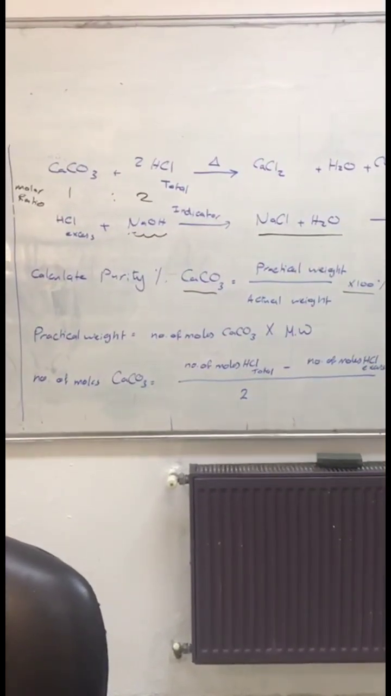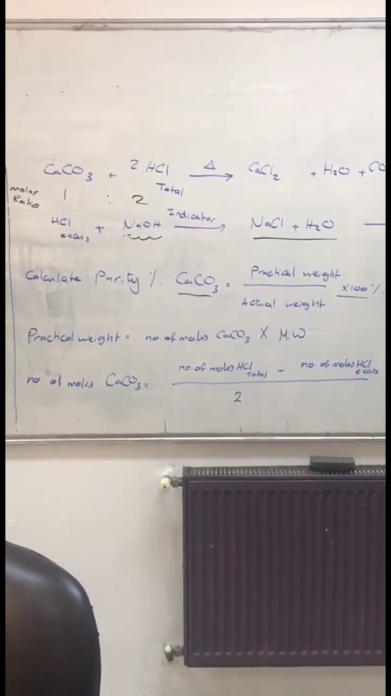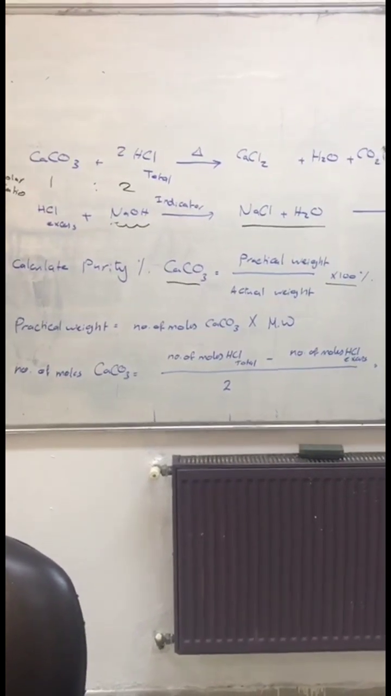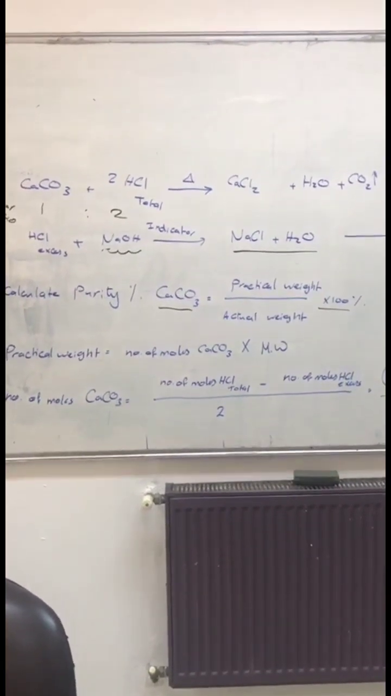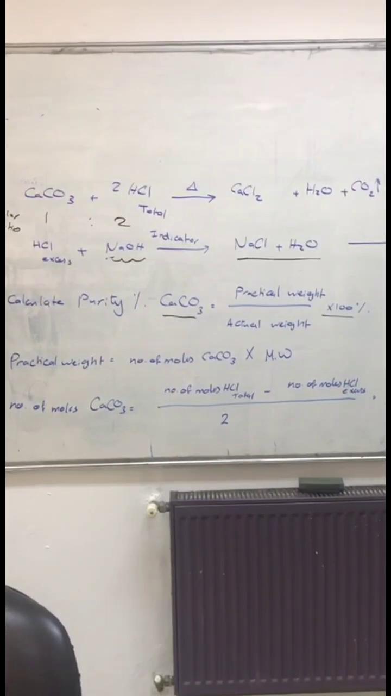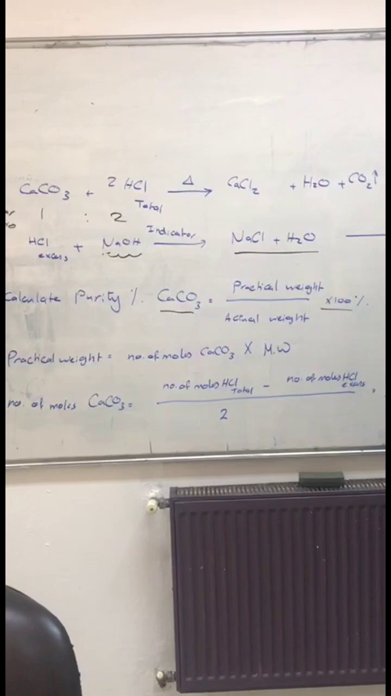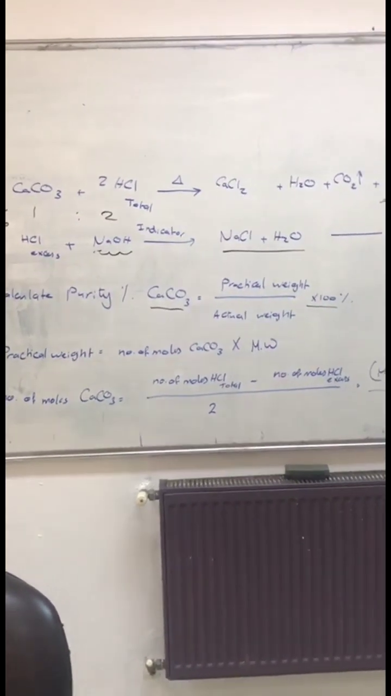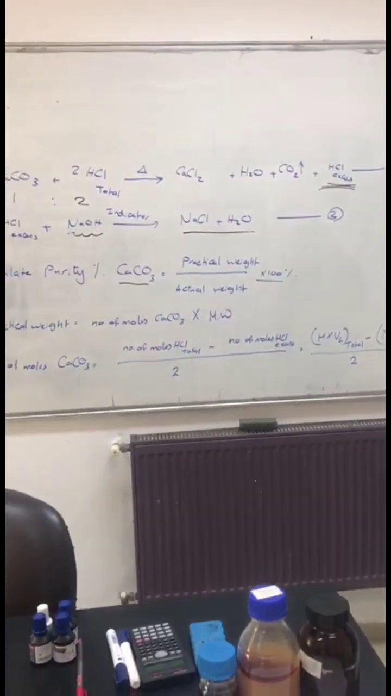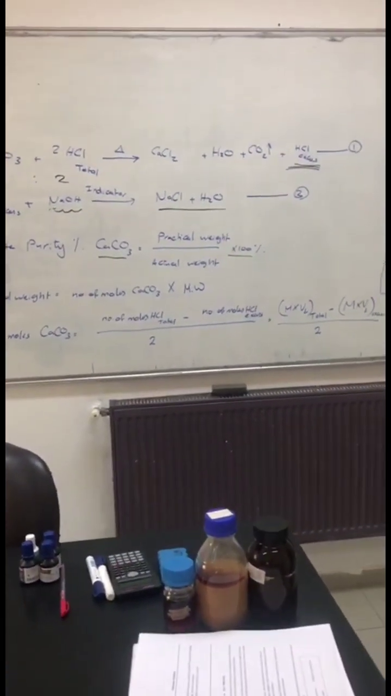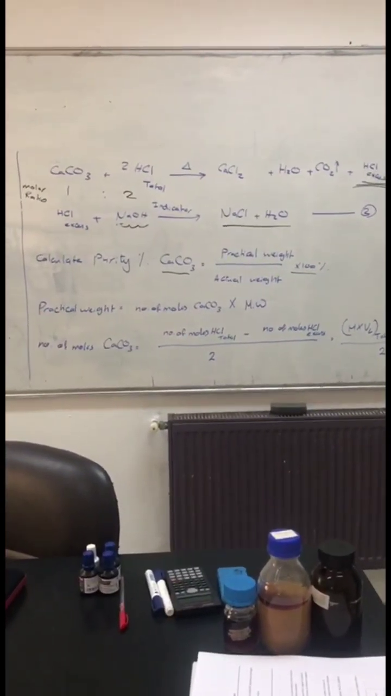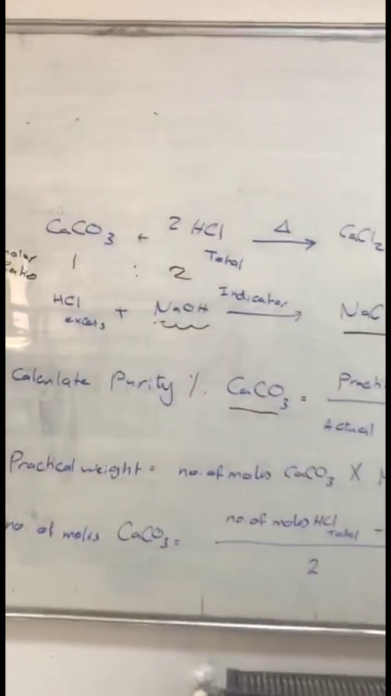To calculate the practical weight, we need the number of moles of our analyte multiplied by its molecular weight. To calculate the number of moles of calcium carbonate in our example, the number of moles of calcium carbonate equals the number of moles of HCl total minus the number of moles of HCl excess, divided by 2, because in the chemical equation the molar ratio between calcium carbonate and HCl is 1 to 2.